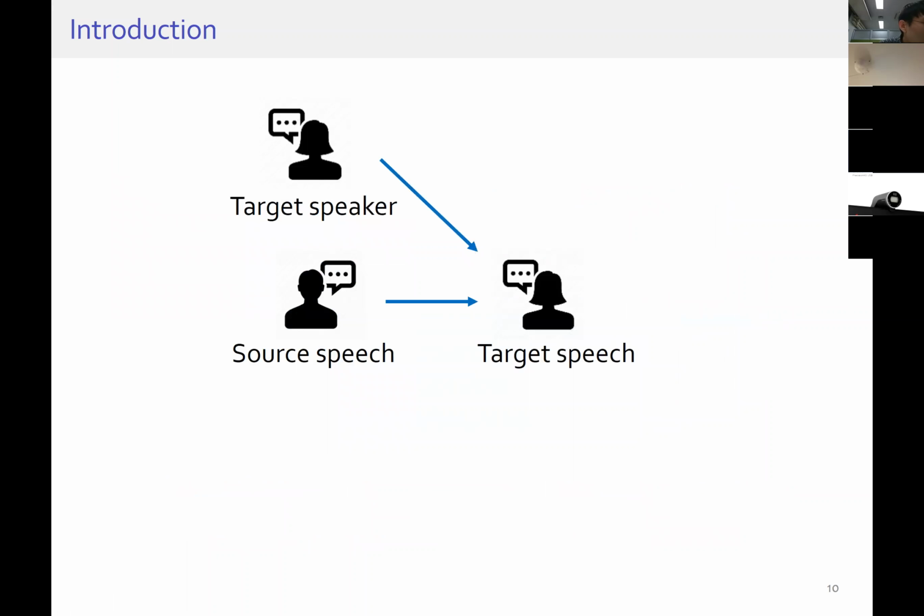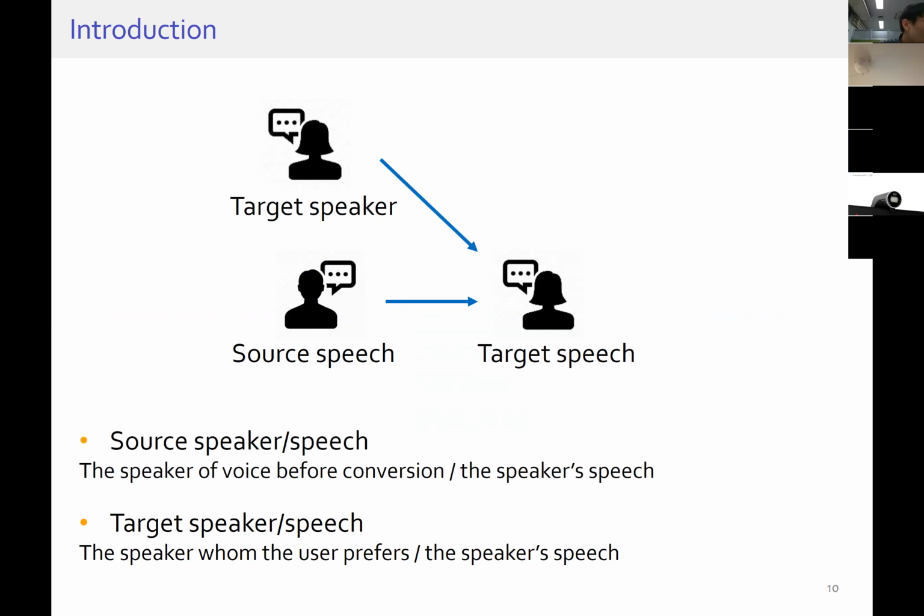Let me explain the overall flow of voice conversion. Source speaker means a speaker of the voice before the conversion, and source speech is a speech of the source speaker. Likewise, target speaker and target speech correspond to after the conversion. Here are some samples of actual voice conversion.